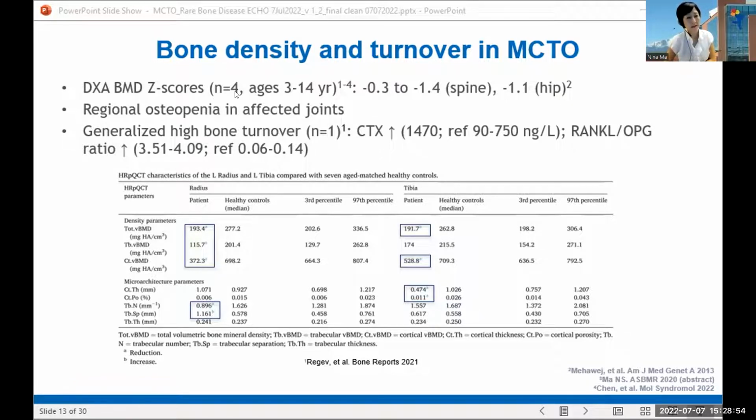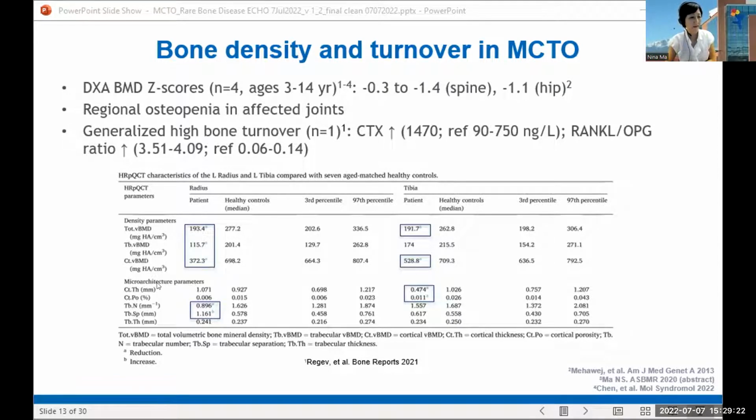It's important to acknowledge that there's just a few patients being considered in these reports, and also the DEXA assessments of the hip and spine are unlikely capturing the more significant regional osteopenia that can be seen in the peripheral skeleton. And so I'm only aware of one patient with MCTO having been reported in the literature having undergone a peripheral QCT assessment.